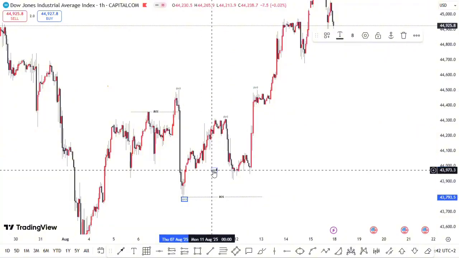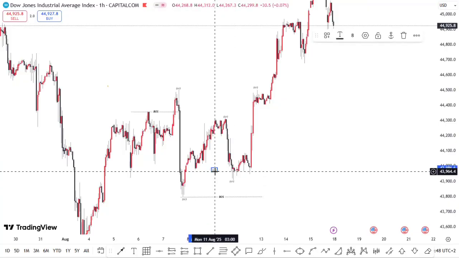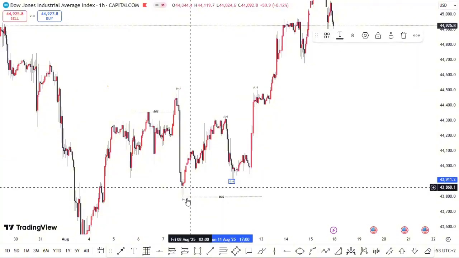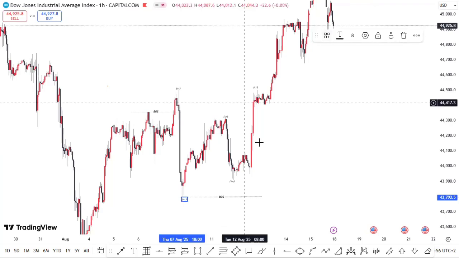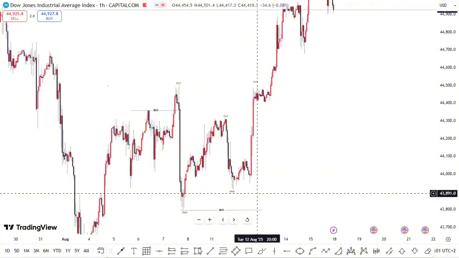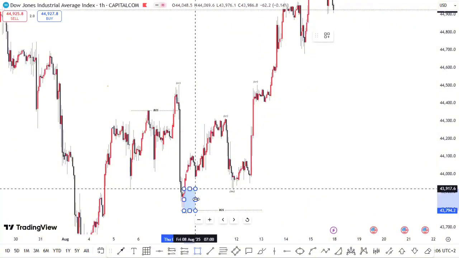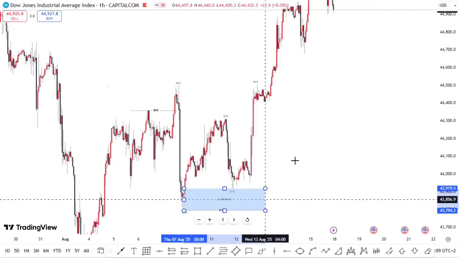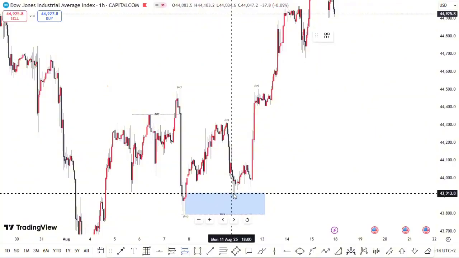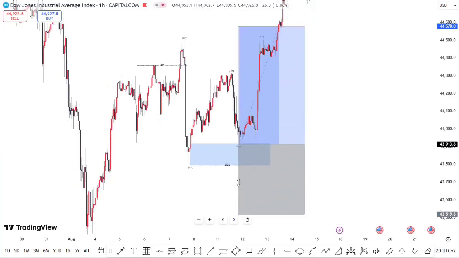Okay, let me delete this one. Change to impulse. Change even this one again to impulse. So I'm going to take my rectangle box there to draw out my last candlestick before the impulse. Then draw my long position there.